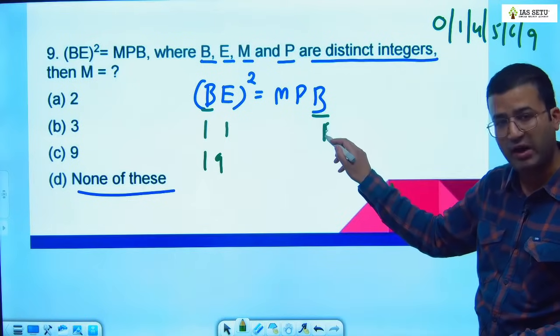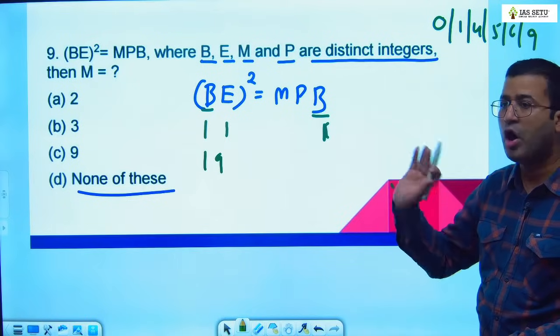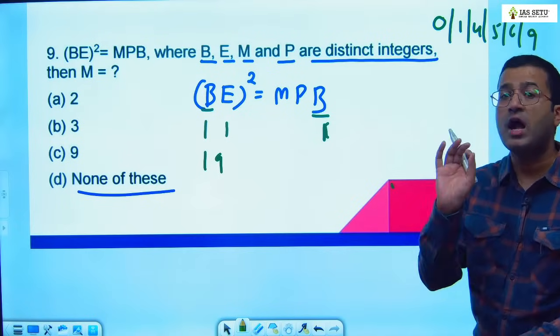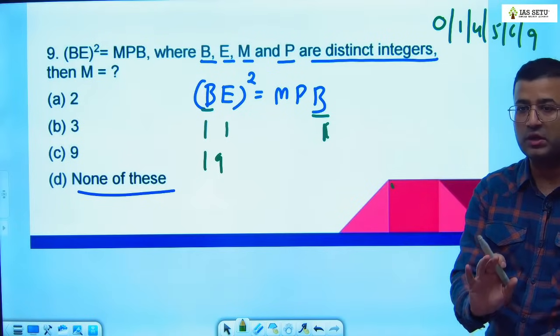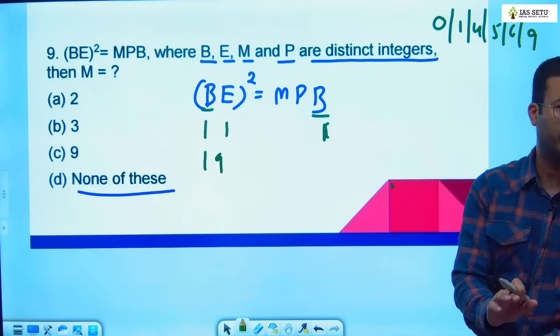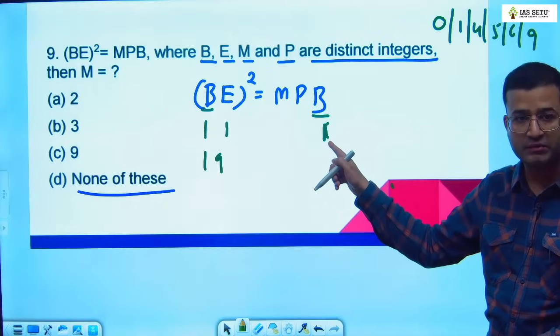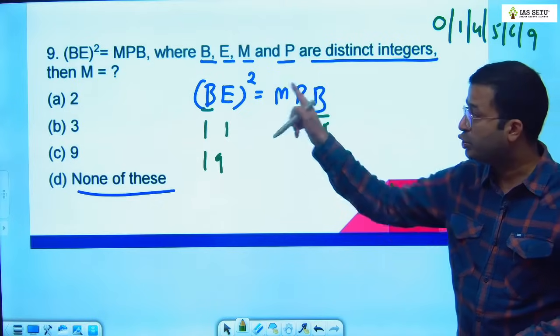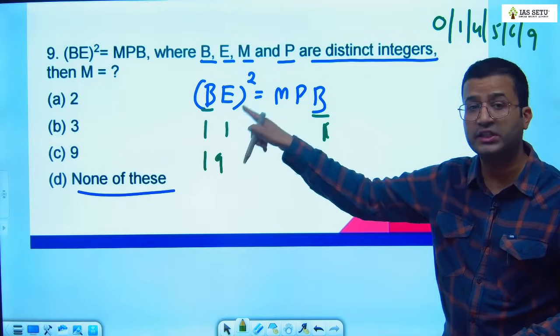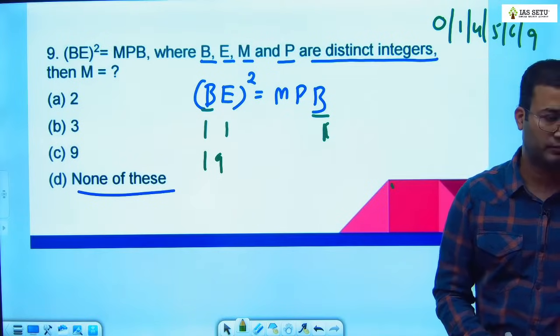अगर यहाँ पे 1 है, I don't know how many of you observed this. I give you an observation. If in a perfect square number, unit digit is 1, okay, in the square root of that, unit digit will be 1 or 9.